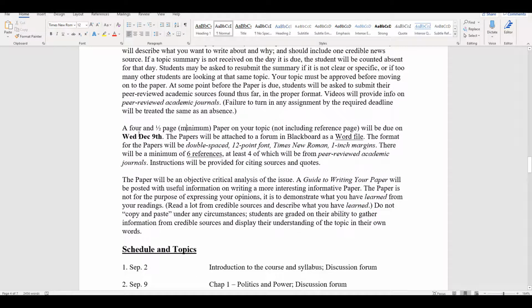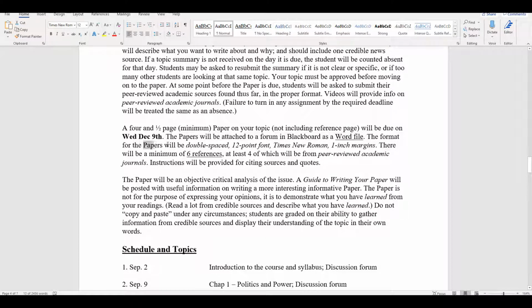Now, when your paper is due, it will be a 4.5-page minimum paper. That's not including the reference page. And that will be due on Wednesday, December 9th. The papers will be attached to a form that I'll set up in Blackboard, and it will be attached as a Word file. This is important because in the Word margins, I can make comments and then email it back to you so you can get all that information back after I grade it.